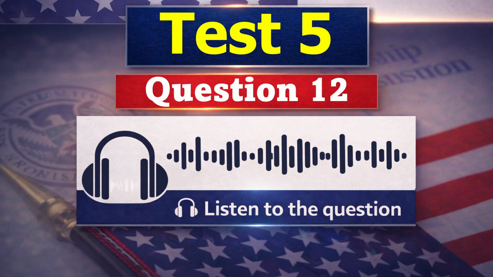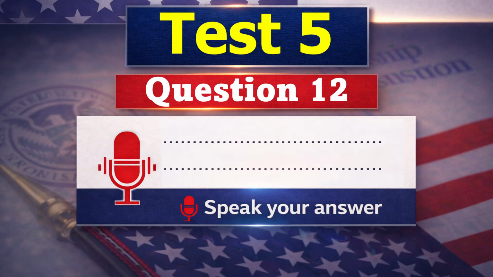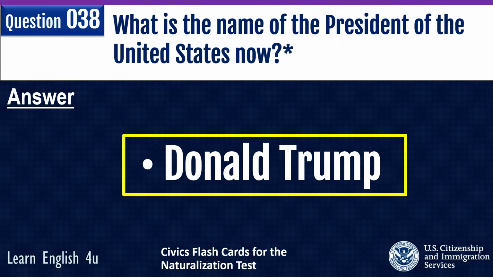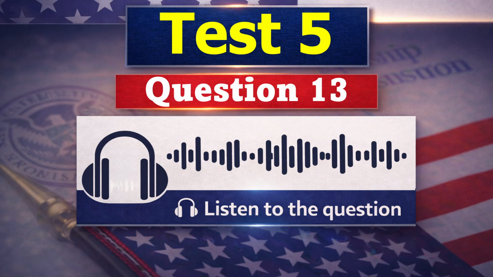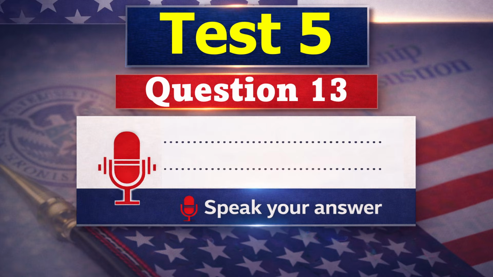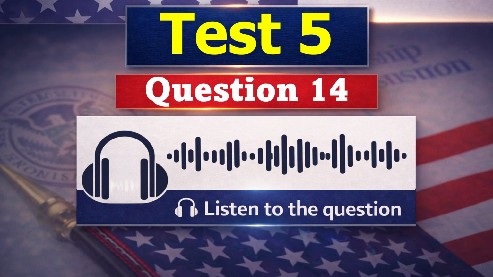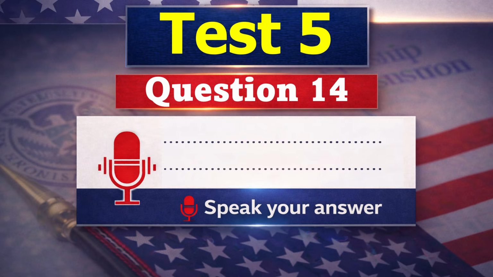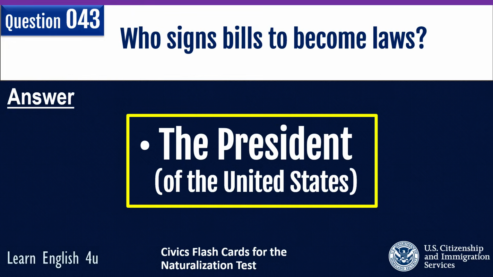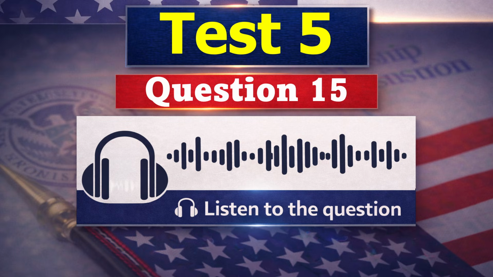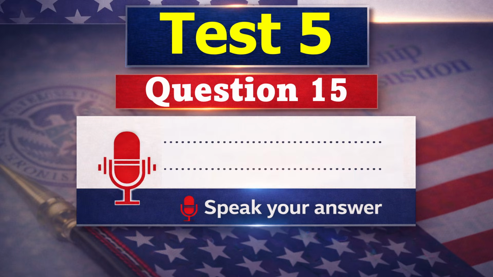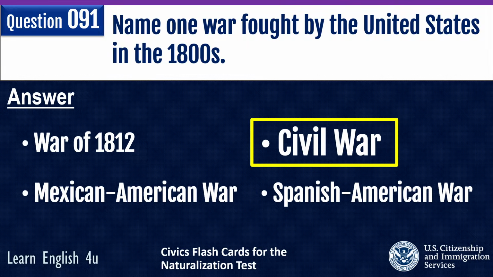What is the name of the President of the United States now? Donald Trump. What are the two parts of the U.S. Congress? Senate and House of Representatives. Who signs bills to become laws? The President. Name one war fought by the United States in the 1800s. Civil War.